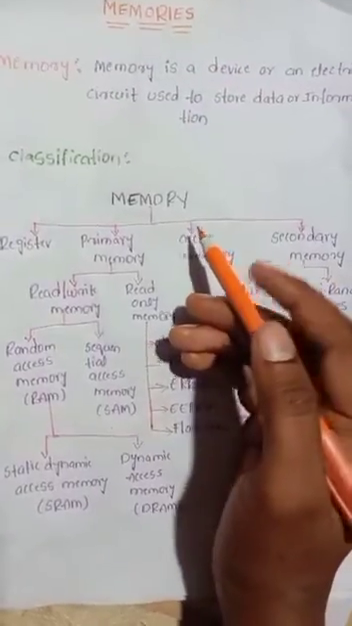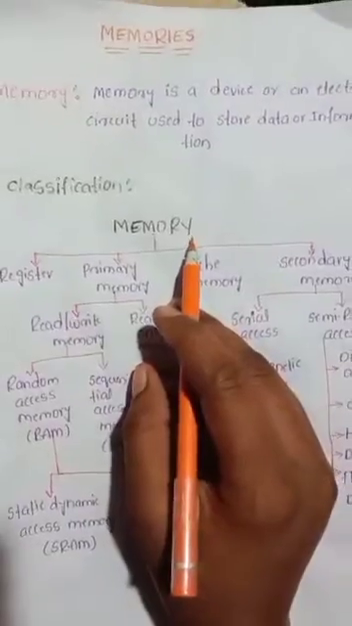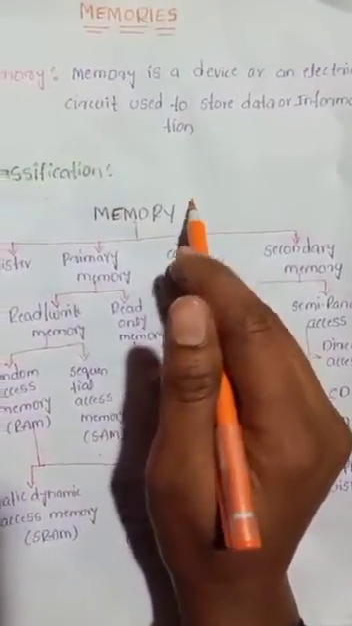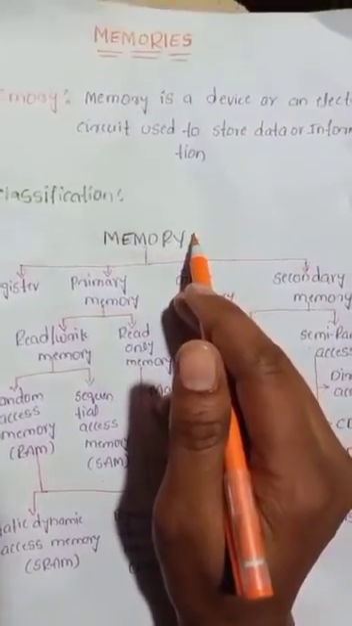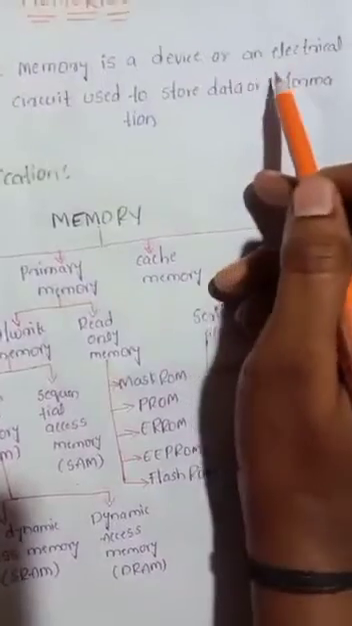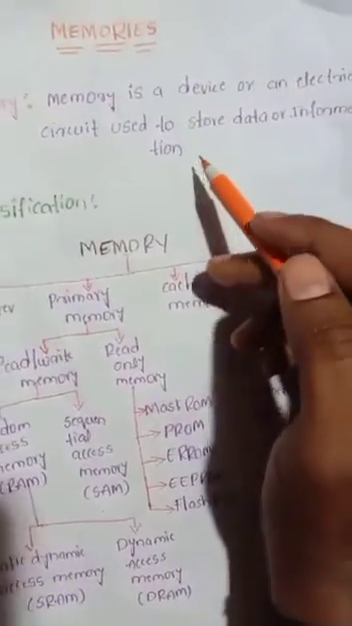Hi, good morning all. In this video, we will learn about random access memory. Before knowing about random access memory, first we should know about memory. So, what is a memory? Memory is a device or an electrical circuit used to store data or information.